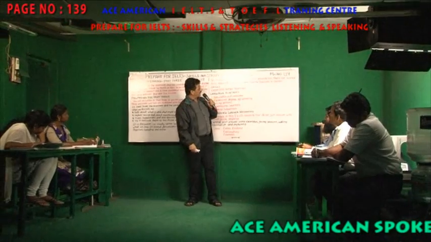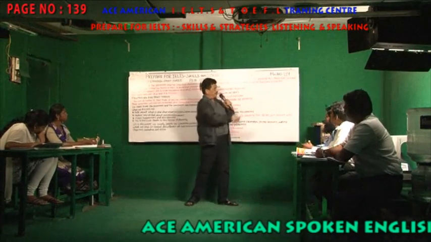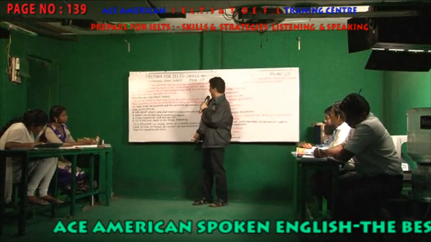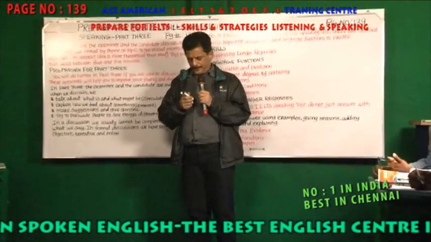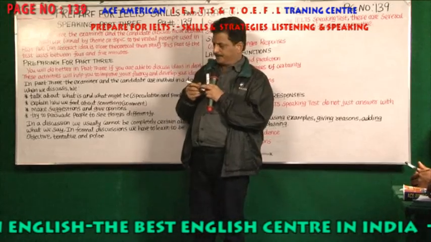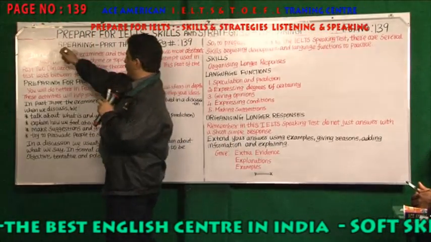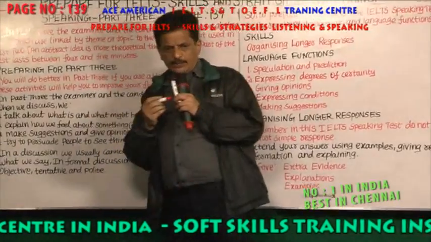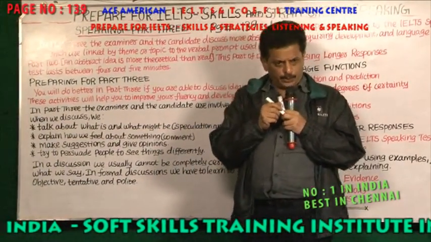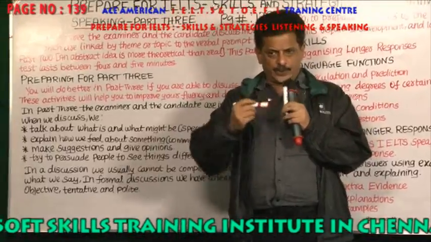The skills and strategies. Take the page number 139. Page number 139. The speaking part 3. What is speaking part 3, sir? At the international level, your English is checked and given a score out of 9 marks. It is divided into part 1, part 2 and part 3.